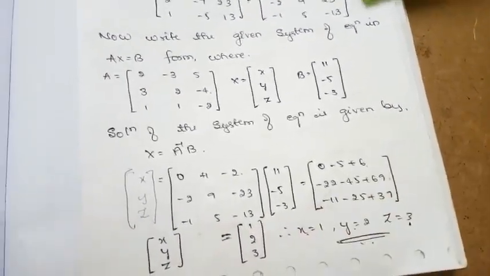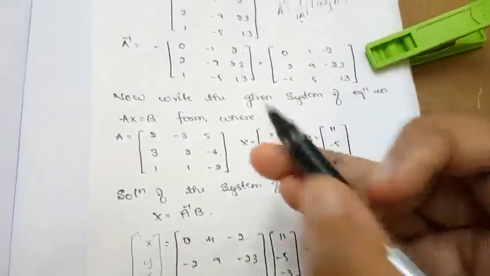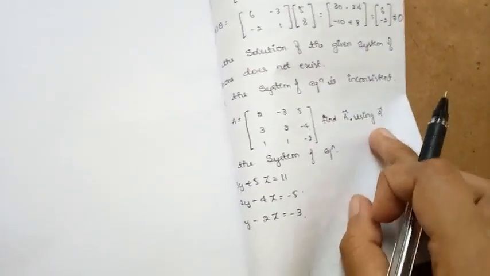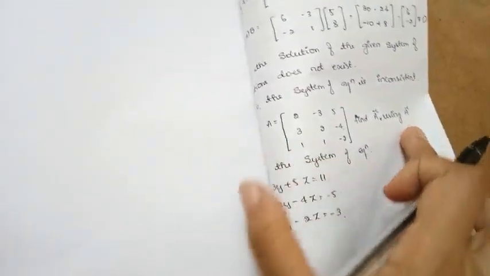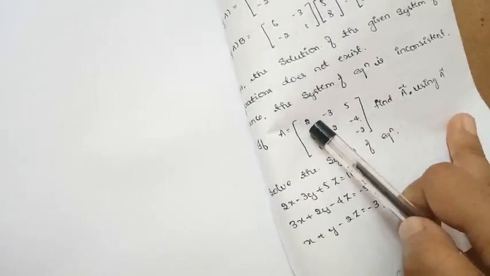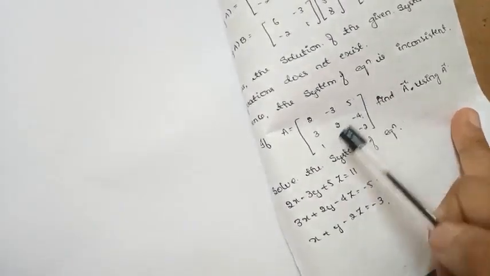So this is how we are solving the equation when they have asked you to find A inverse, and using that A inverse we need to solve the system of equations. But if you observe properly, there is no big difference between this matrix A and this system of equations, because all the elements in this matrix are nothing but the coefficients of these variables.